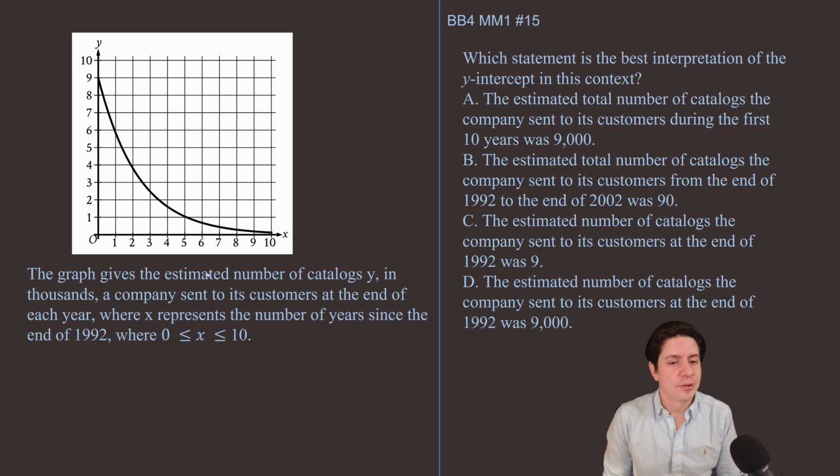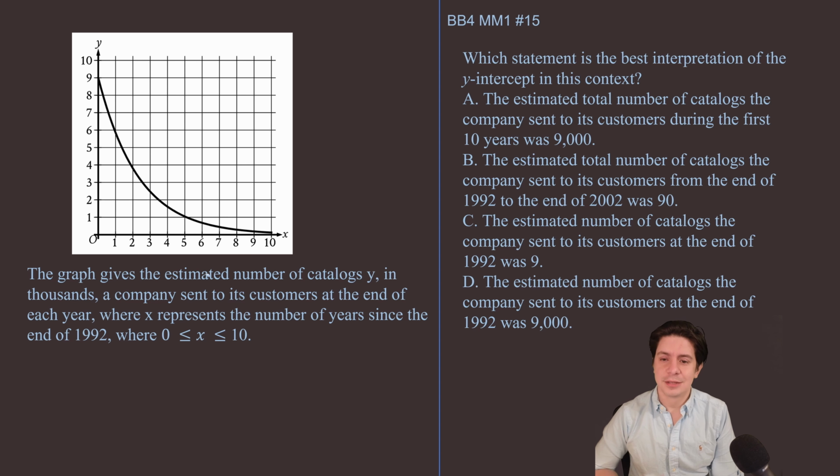This one's got a lot going on. We got a graph. We got a lot of writing. The graph gives the estimated number of catalogs y, in thousands, a company sent to its customers at the end of each year, where x represents the number of years since the end of 1992, where x is greater than or equal to 0 and less than or equal to 10. Which statement is the best interpretation of the y-intercept in this context?